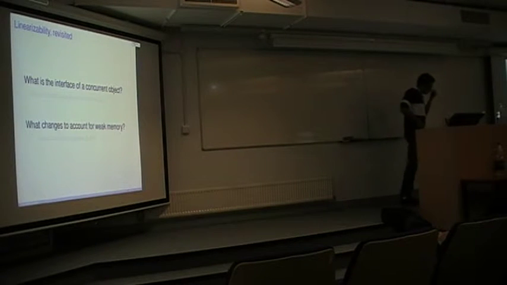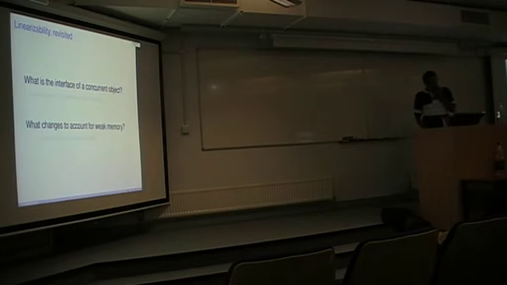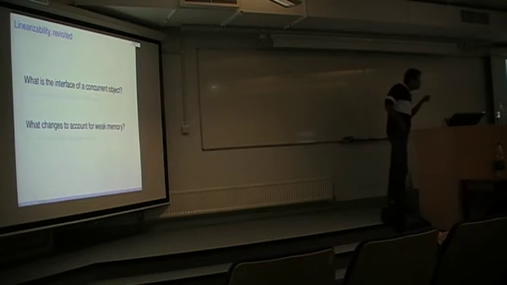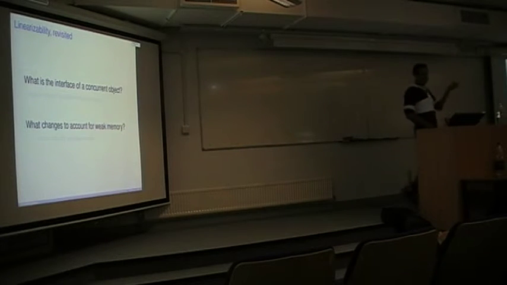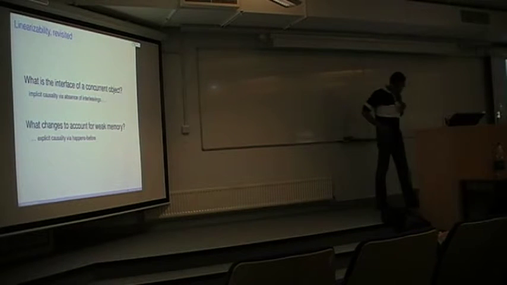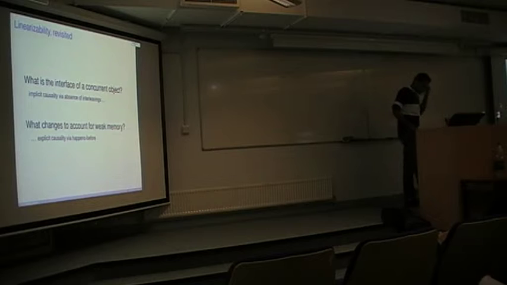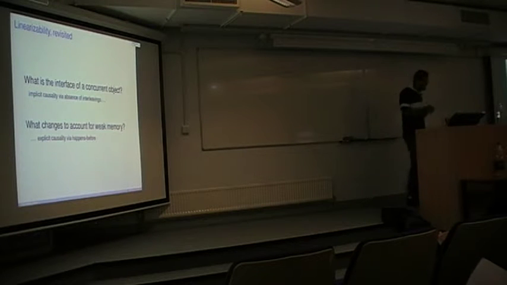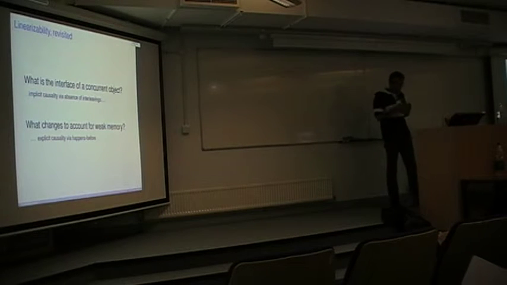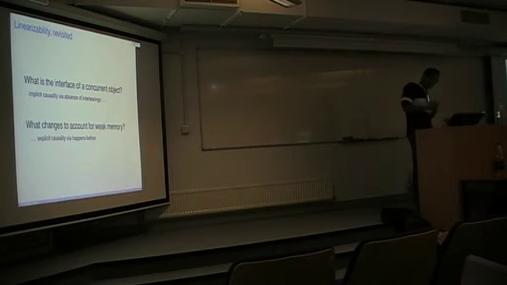So today I want to talk about linearizability. Let's remember what linearizability is for sequential programs. It gives us a really good idea about what is an interface of a concurrent object. And when we think about linearizability, as we will see, there is the implicit causality, and the implicit causality is via absence of interleavings.